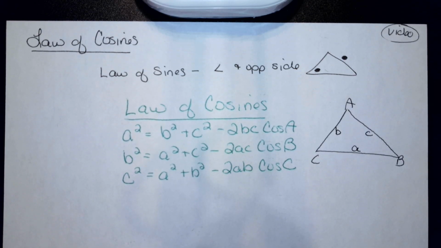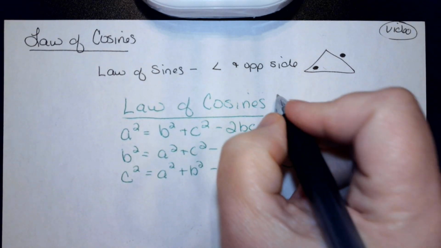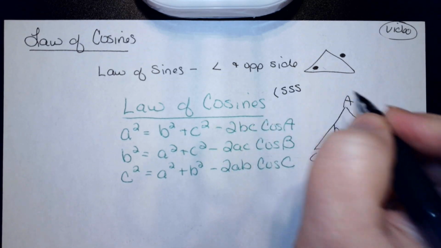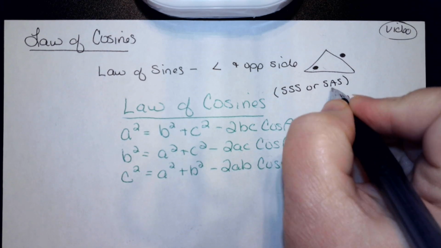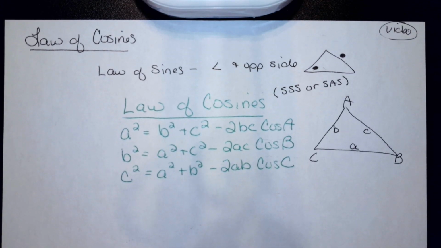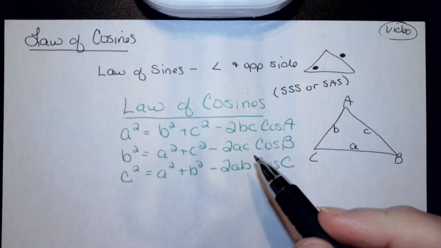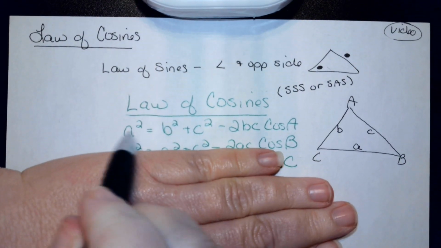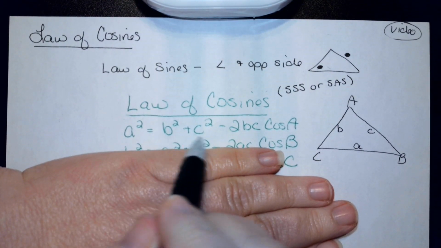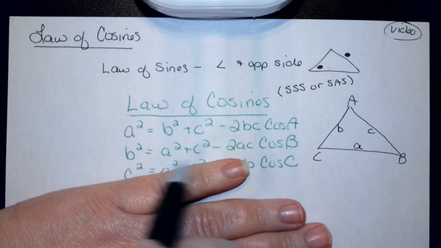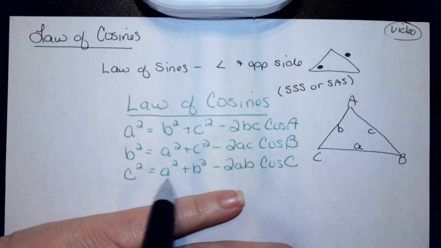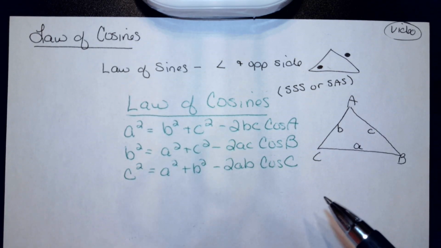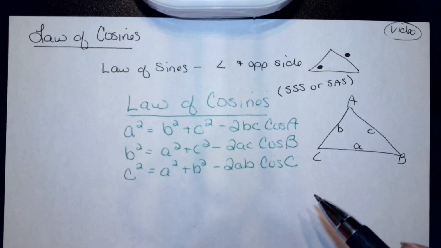Alright, so the law of cosines. In a triangle you're going to have the three sides given to you, so side, side, side, or side, angle, side, where the angle is in between your two sides. Now if you take notice, this first one kind of looks like the Pythagorean theorem, doesn't it? a squared equals b squared plus c squared, b squared equals a squared plus c squared, and then c squared equals a squared plus b squared. So it is kind of like the Pythagorean theorem, in that it reminds you of it.